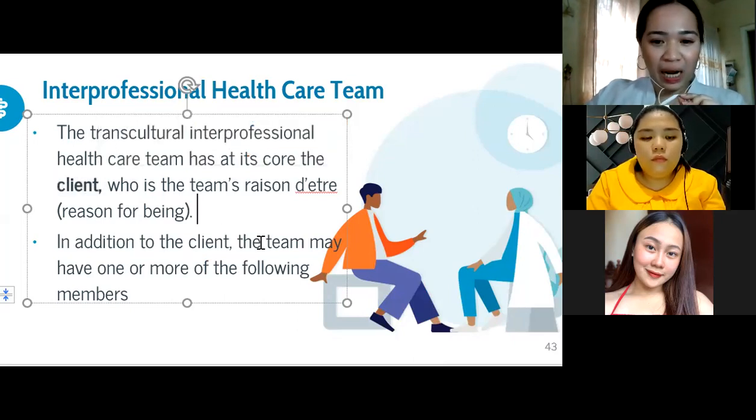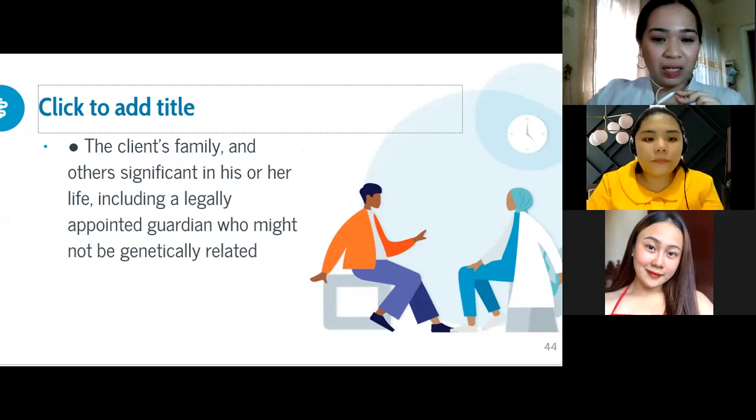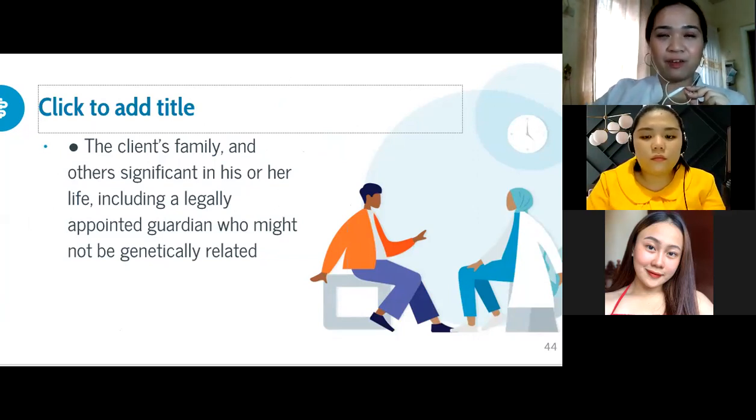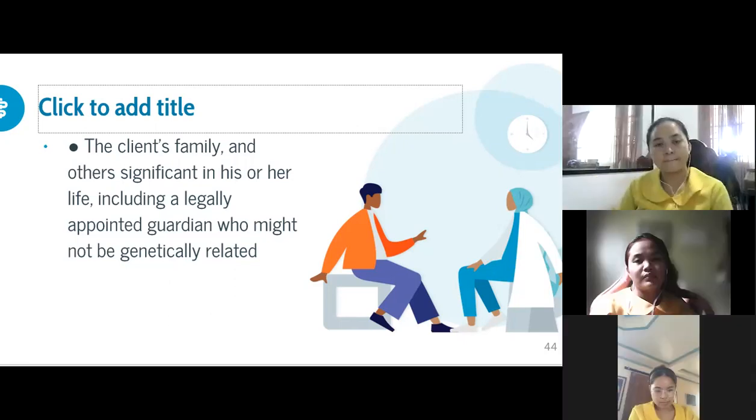In addition to the client, the team may have one or more of the following members, such as number 1, the client's family, or the significant others in his or her life. Most of the time, for example, when you are on duty as a bedside nurse, when you ask about the needs of the client or the patient, it is not only the patient who answers. Usually, the one who answers you is the mother, father, or spouse. Right? Or the watchers.